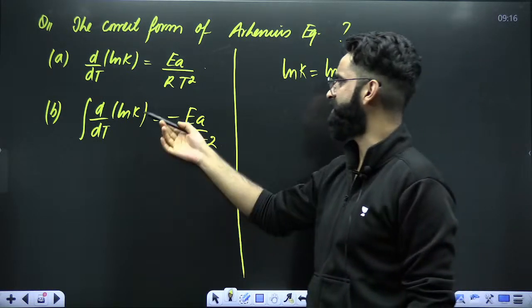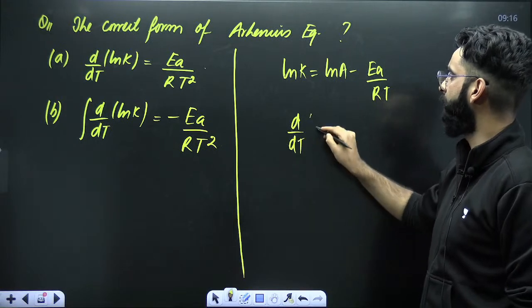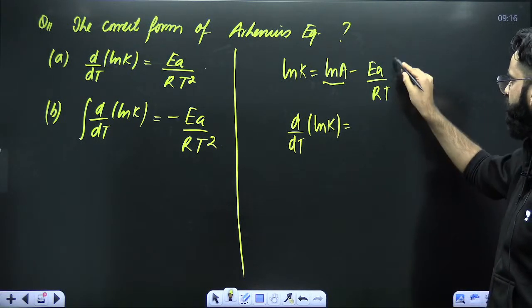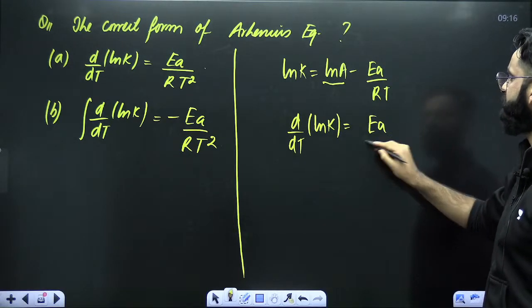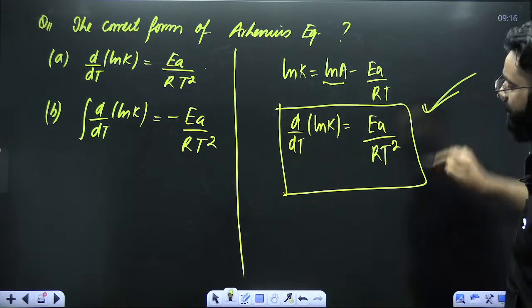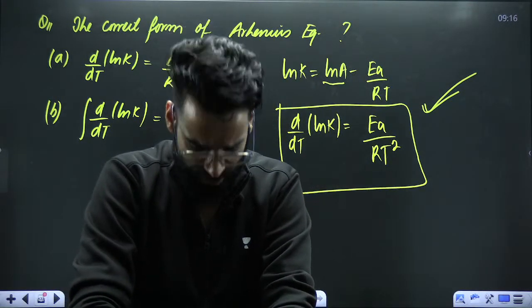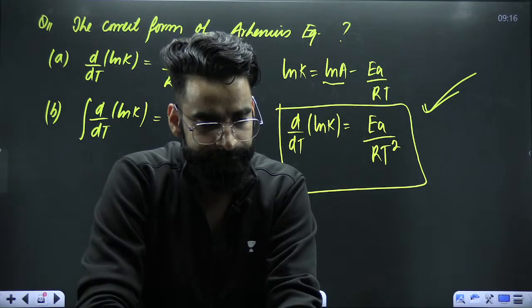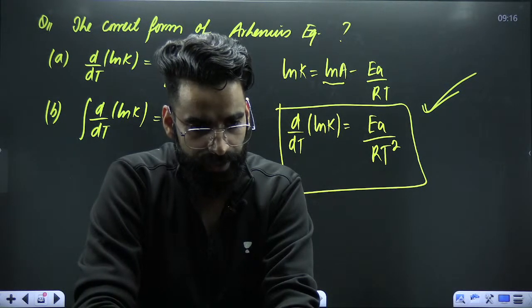Now, what you are doing in all these things basically, you are differentiating with respect to temperature. So d upon dt of ln of k. ln of A is a constant, its differentiation is 0. Now, differentiation of 1 by T is minus 1 upon T square. Minus comes to the front. So it simply becomes EA upon RT square. So this is one more form of the Arrhenius equation, which was asked long back in the questions, right? I just differentiated the Arrhenius equation with respect to temperature and got the result, right? Clear?